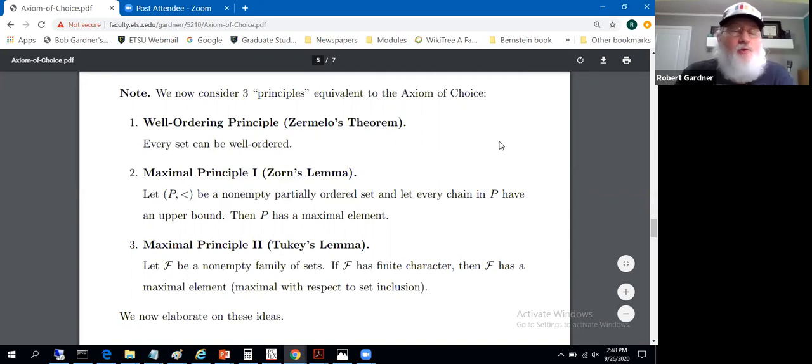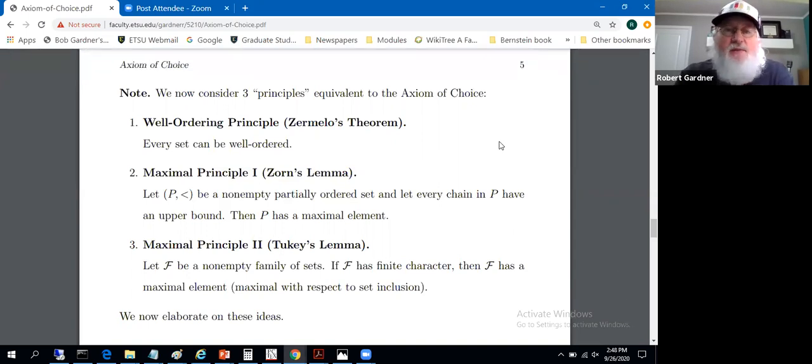Here are 3 quote-unquote principles equivalent to the axiom of choice. The well-ordering principle: every set can be well-ordered, sometimes called Zermelo's theorem. We'll talk about what these words mean down below. Zorn's lemma: pretty fair chance you've heard of Zorn's lemma. Let P, with the order, let me refer to this verbally as less than, be a non-empty, partially ordered set, and let every chain in P have an upper bound. Then P has a maximal element.